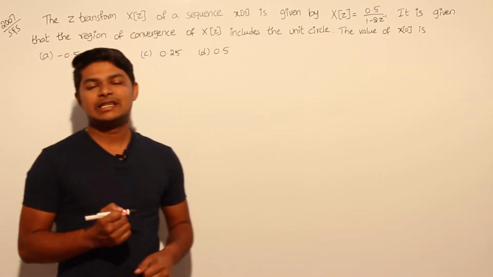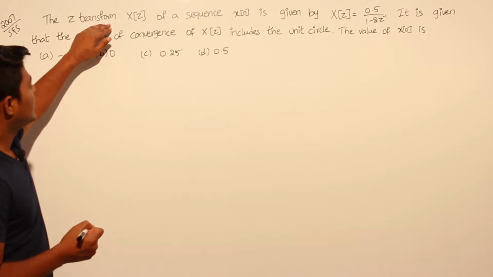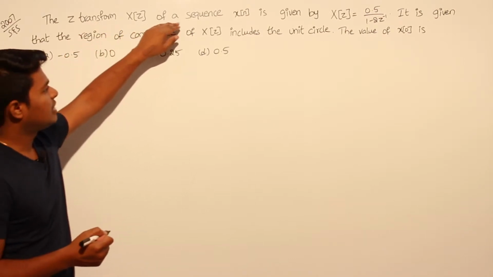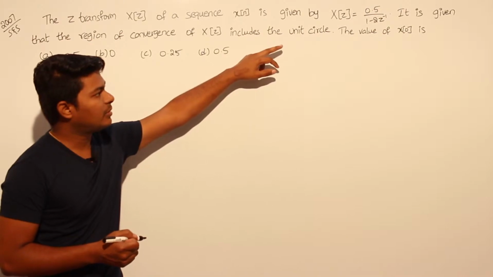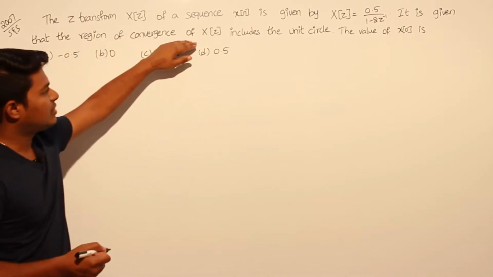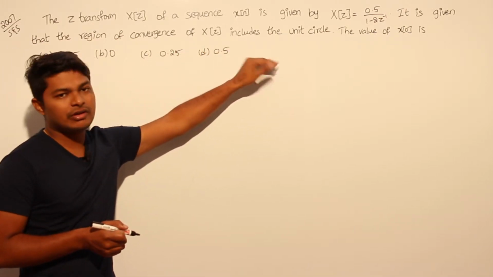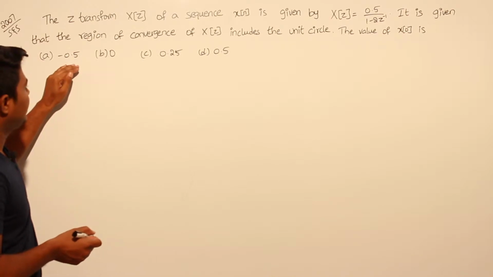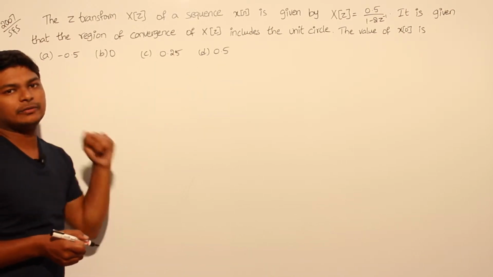This question is given in Signals and Systems in the year GATE 2007. Let's see this question. The Z transform X(z) of the sequence x(n) is given by X(z) = 0.5 / (1 - 2z^-1). It is given that the region of convergence of X(z) includes the unit circle. Then the value of x(0) is asked: is it -0.5, 0, 0.25 or 0.5?